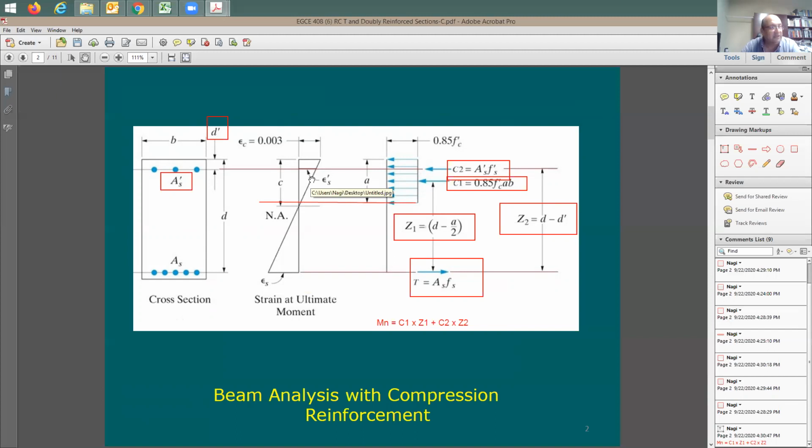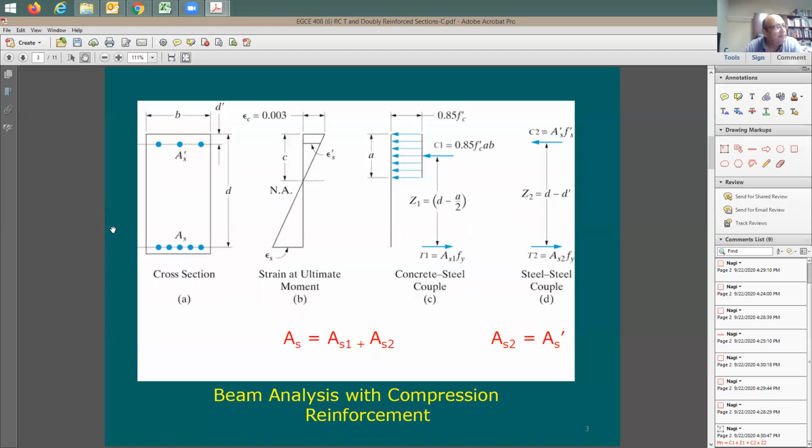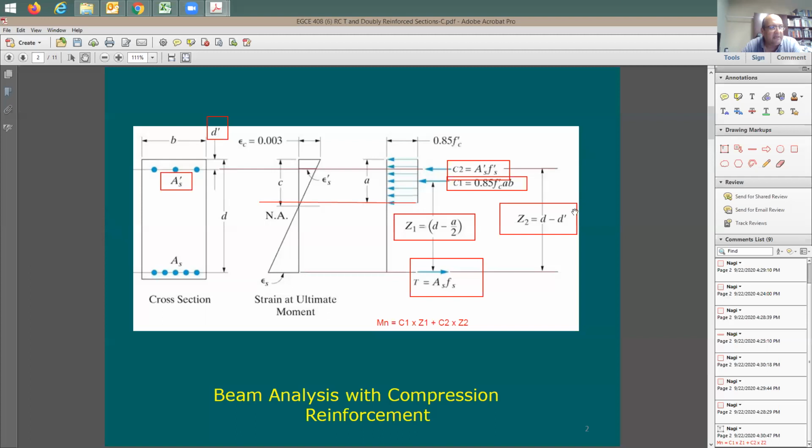And then after I assume this, I'm going to do my analysis and then determine the strain in the tension steel and compression steel and see if the steel was really yielding or not. Which means I need to prove that the steel is yielding. Otherwise, my assumption is wrong, and I need to redo the analysis. All right, are we good about this? Yes. All right, great.